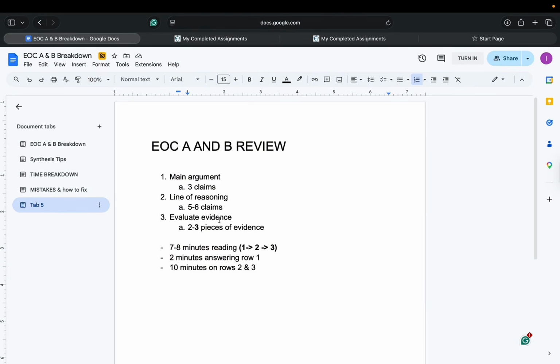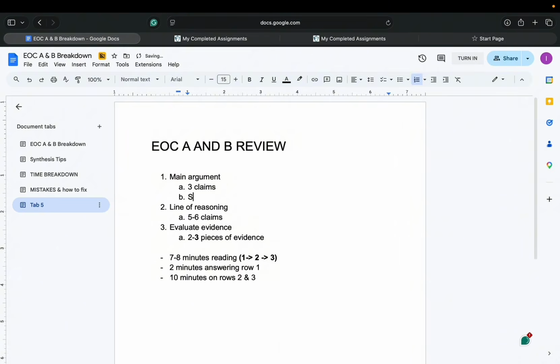So within EOC A, you'll typically have 2 types of articles. You will have either a solution or a main problem. And a lot of the ones that we see in EOC A typically follow a solution, but the one we most recently did was the voting age one, which actually did not have a solution and it just had a main problem. So I'll go into both of those right now.